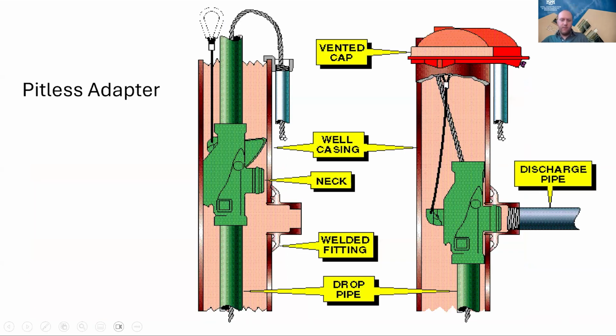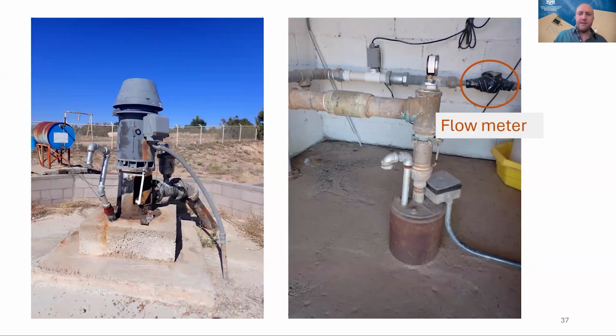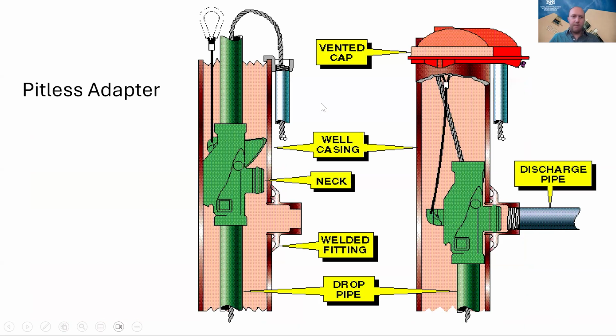Okay, so in both of these examples that we looked at, the water is flowing up through the head of the well and up to the surface. You can see where the water is flowing in both of these pictures, right here in this one, and then up through the well in this picture. But pitless adapters operate a little bit differently, just because that pipe doesn't go all the way through the top of the well.